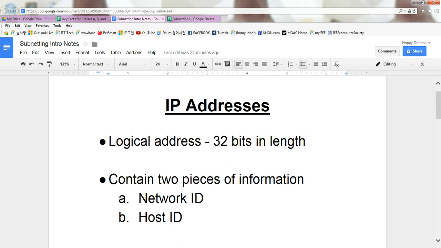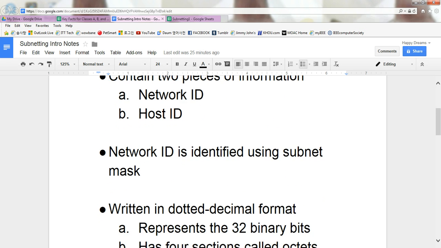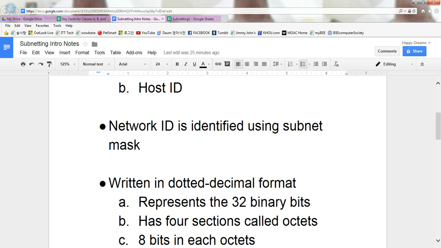Okay, so before we do that, I have to share some information with you guys. I took a little bit of notes, but it's not too long, so you will get the hang of it like I did. A logical address is 32 bits in length and contains two pieces of information. One is the network ID, two is the host ID. The network ID is identified using a subnet mask.